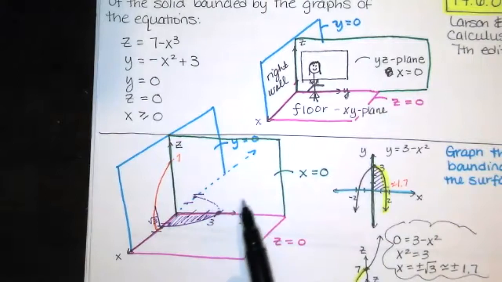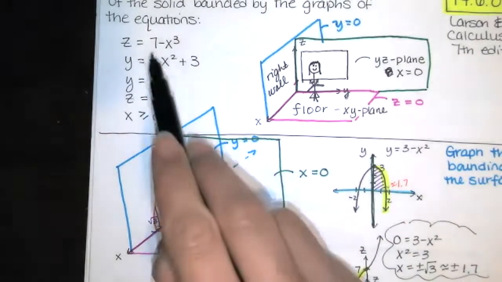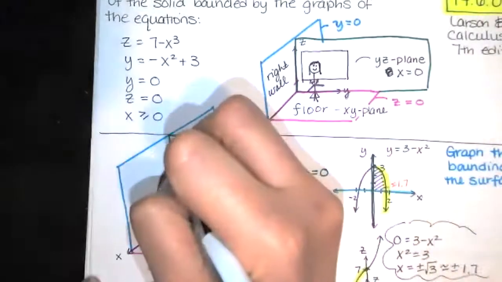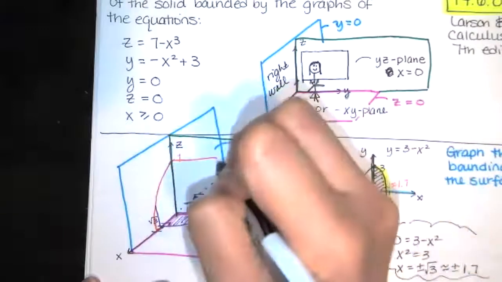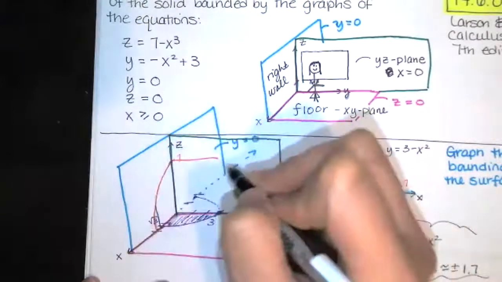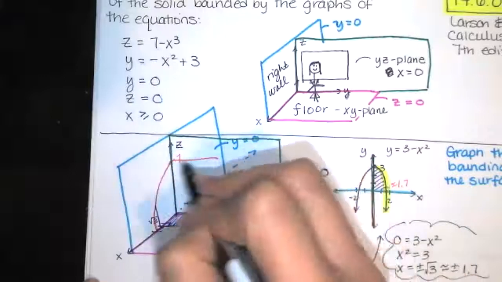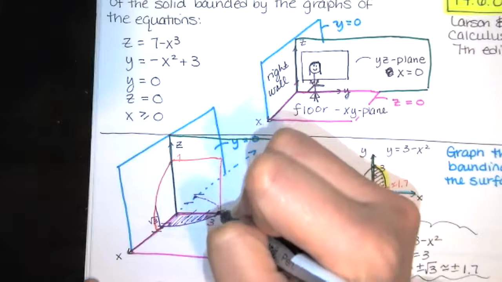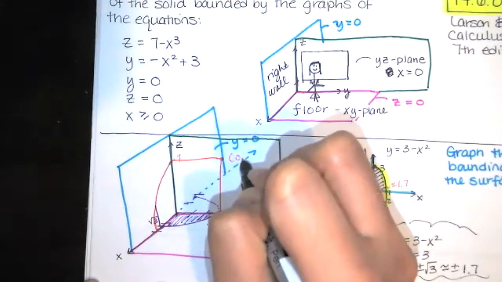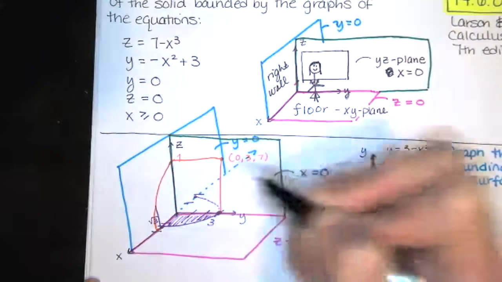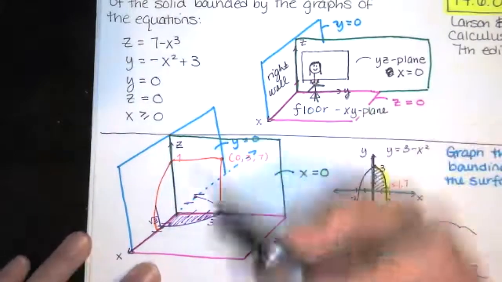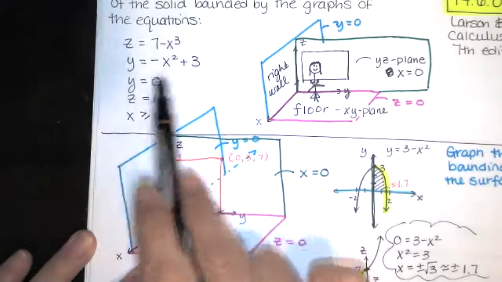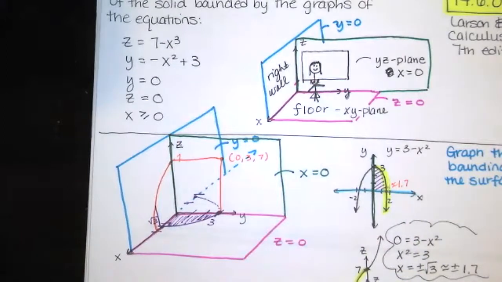And when x is 0, because we're in the yz plane, z is 7 and y is 3, which I think makes sense to all of us. When x is 0, z is going to be 7 the whole time, and y is going to be 3 the whole time. So that's the point: x equals 0, y equals 3, z equals 7. And that point lies on this graph and on this graph.